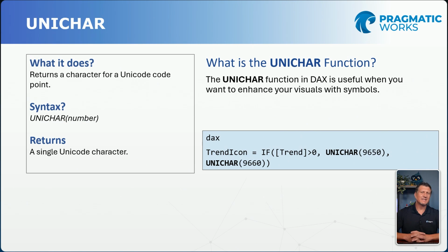The UNICHAR function in DAX is useful when you want to enhance your visuals with symbols. We actually used UNICHAR in our REPT or repeat module when we assigned stars to the ratings. UNICHAR uses Unicode, a universal character encoding standard that assigns a unique number called a code point to every character in every language, including symbols, emojis, and special characters. The number of characters continues to grow with each new version. Currently, there are around 160,000 characters, adding about 5,000 new ones from the previous version.